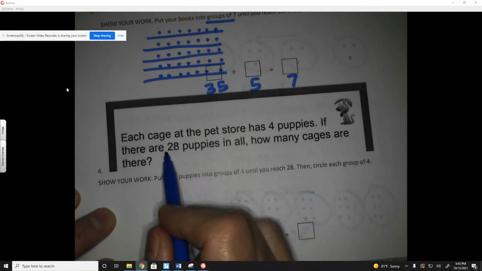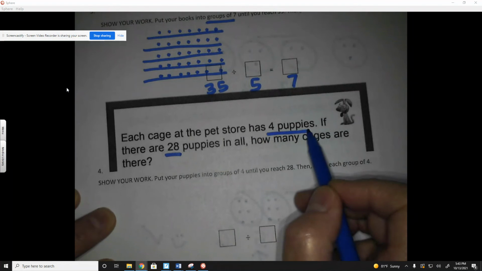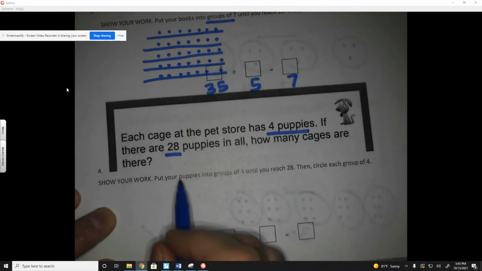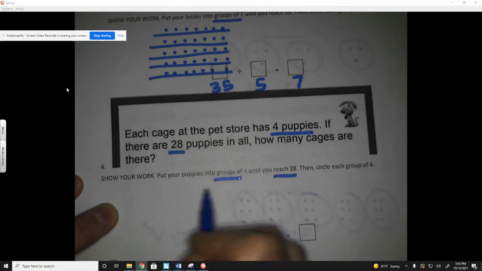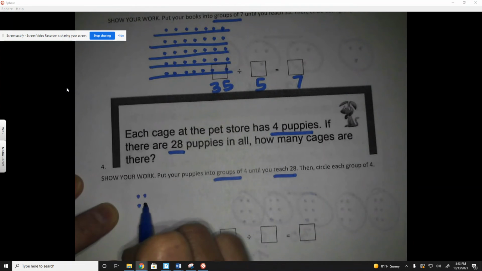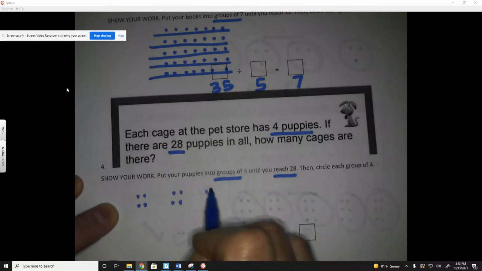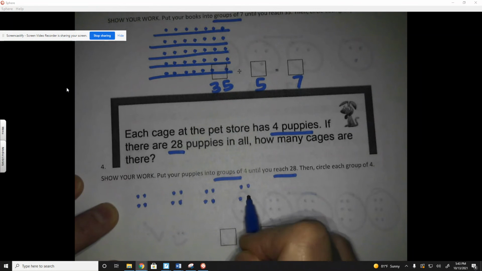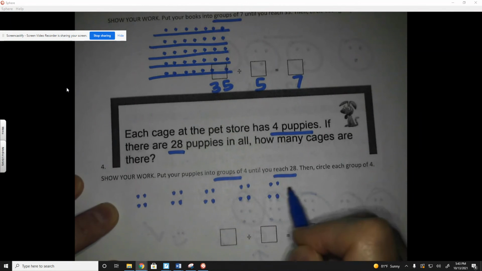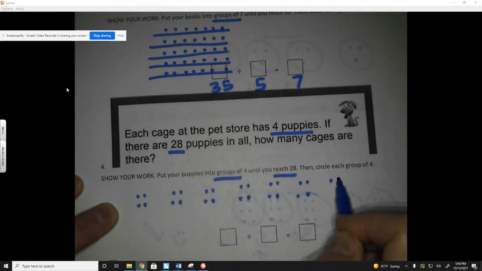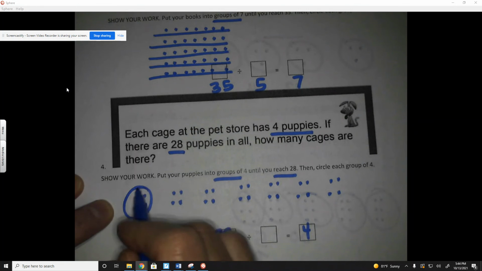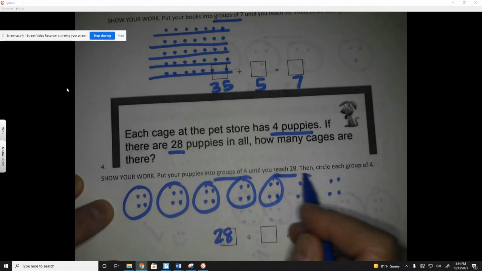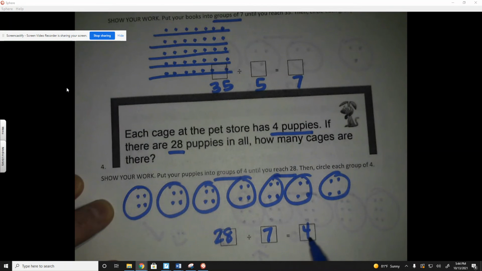And then the last one, we have 28 puppies in all, and we're going to put 4 puppies in each cage. So we're going to make groups of 4 until we reach 28. 1, 2, 3, 4, 5, 6, 7, 8, 9, 10, 11, 12, 13, 14, 15, 16, 17, 18, 19, 20, 21, 22, 23, 24, 25, 26, 27, 28. 28 puppies. 1, 2, 3, 4, 5, 6, 7. That means you're going to have 7 cages with 4 puppies in each cage.